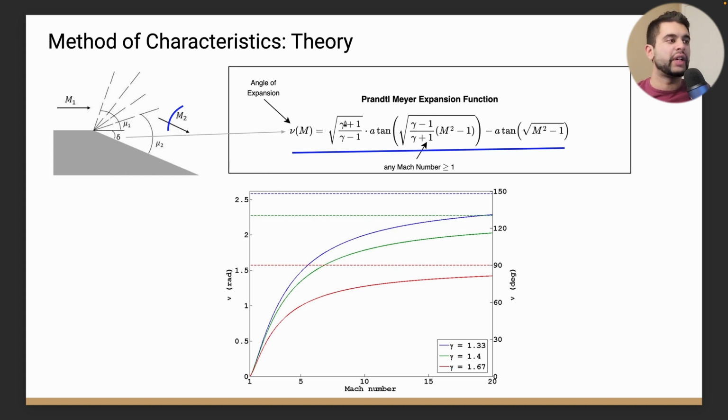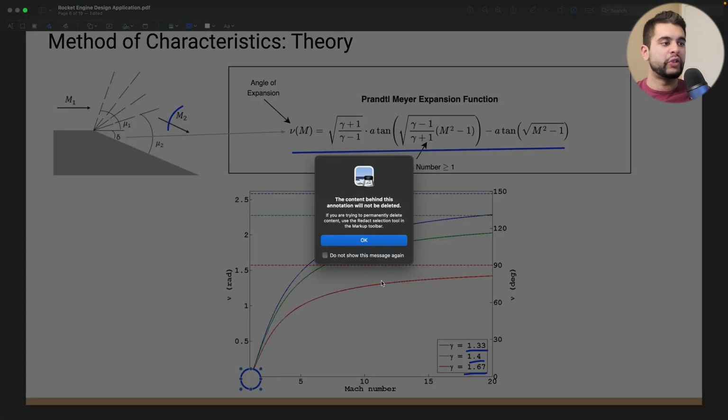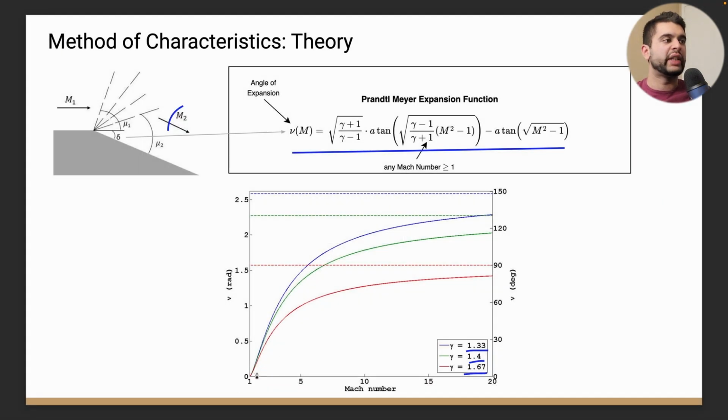If you see a graph of how it works for different values of gamma, you see how the graph is like that, because the Mach number can be any value more than 1. Since if it is less than 1, this square root will not be valid. So it's only for supersonic or sonic flows. The nu starts at 0 for all gamma. No matter what gamma you have, your flow will always be 0 angle for expansion.